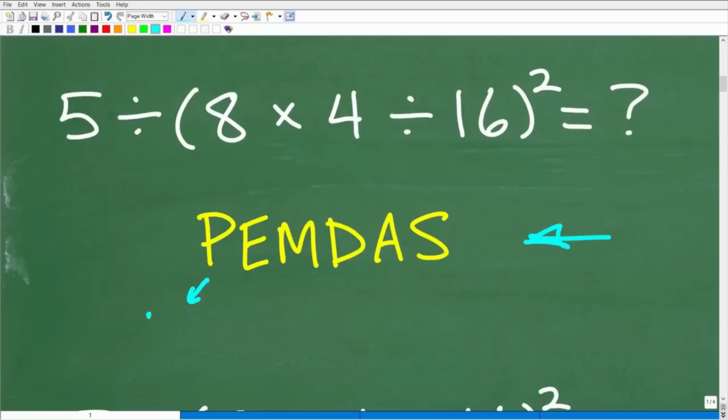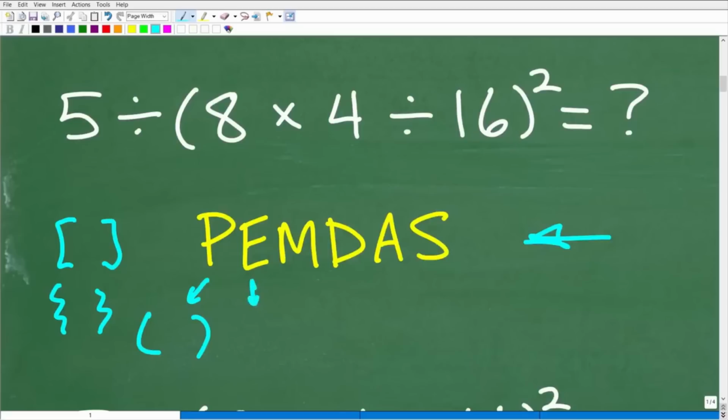P stands for parentheses. But it's not just parentheses like these parentheses here. Of course, it means that as well, but we're talking about grouping symbols like brackets or little squiggly brackets like this. Any kind of notation that is grouping numbers together, like parentheses, that's where we're going to start. Now, of course, there can be more than one set of parentheses in a problem. In this particular problem, there's obviously just one. So that's what P stands for.